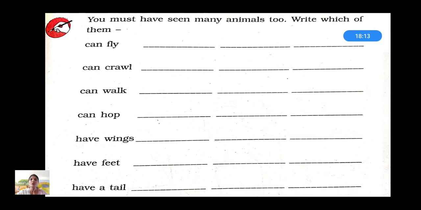Now tell me three animals who can fly, any three animals. Type it in your comment box. Okay, very good. Now animals that can crawl, type three names for me. Yes, now animals that can walk. Very good. Now animals that can hop. Okay, now write the names of animals that have wings. Very nice. Now type animals that have feet. Good that everybody is typing the answers. Very nice. Great. Now type the names of the animals who have a tail.